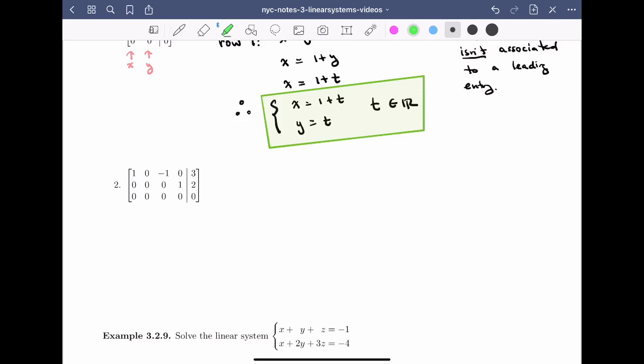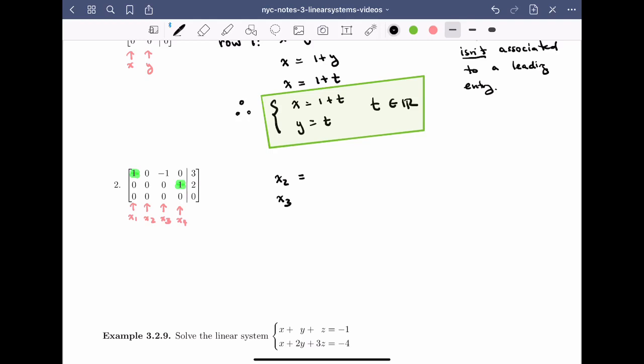We need to go through the same procedure with the second example. The first thing I do is I identify the leading entries. In the first row, the leading entry is 1. In the second row, the leading entry is 1. And in the third row, there are no leading entries. Now let's look at the variables associated with this linear system. I can see that there's 4 columns to the left of the solid line, so that must mean 4 variables. I have variable x1, x2, x3, and x4.